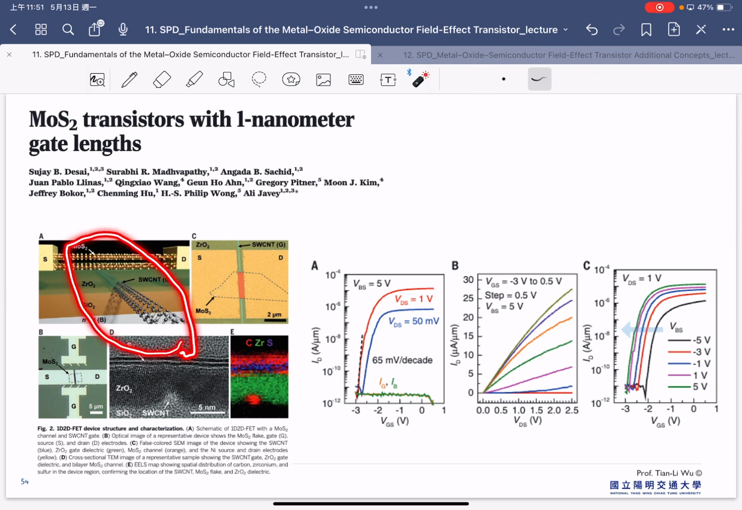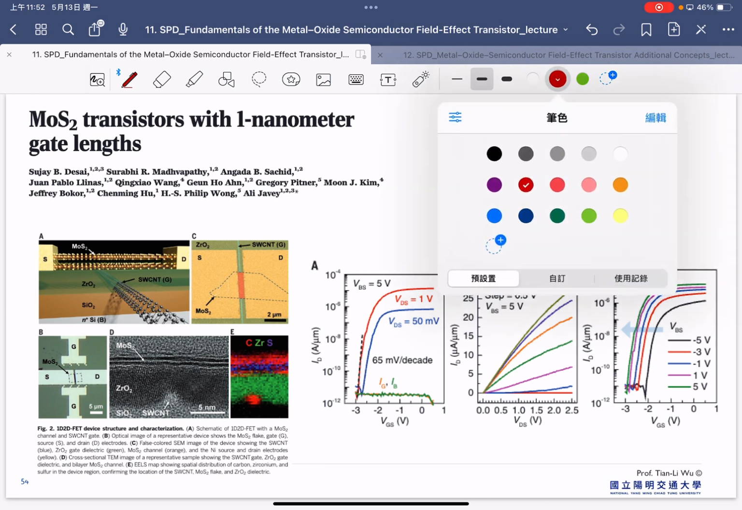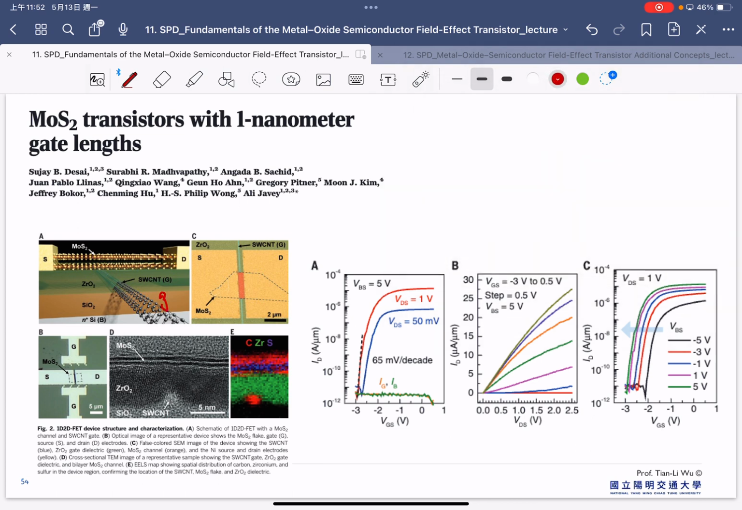If you are really interested in what this paper is talking about, the key point is here. This is a source, this is a drain, and this is MoS2. And they actually try to use this. This is a carbon nanotube. They use this carbon nanotube as a gate to switch off the transistor.